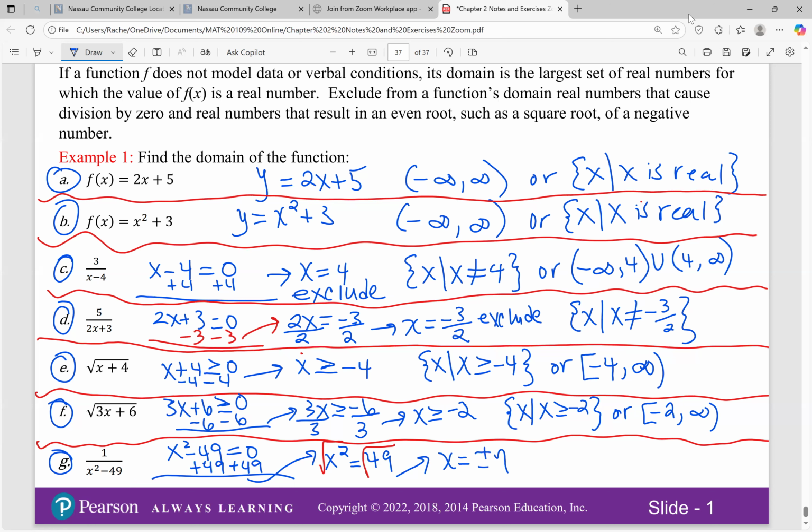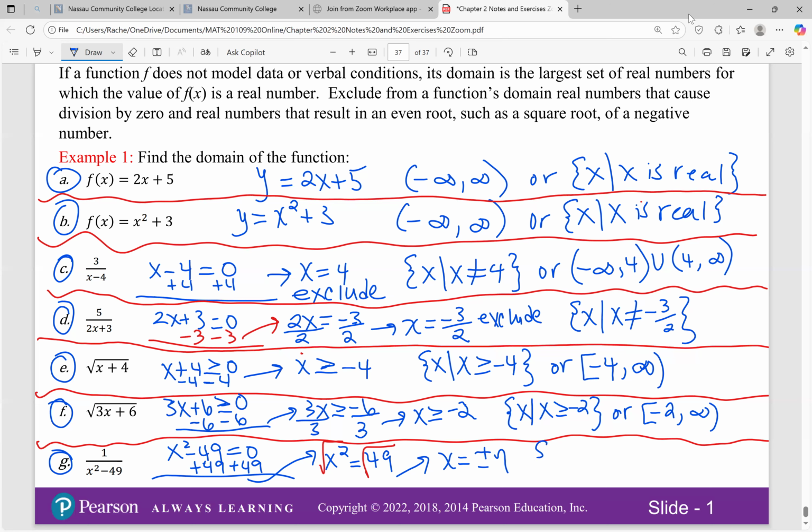Because plug in 7 down here. We're going to get 7 squared minus 49, which is 49 minus 49, and that's 0. We can't divide by 0. What if x was -7? Then I would have -7 squared minus 49. And that's also 49 minus 49, and that would give me 0. So the two numbers that we have to exclude from the domain are +7 and -7.